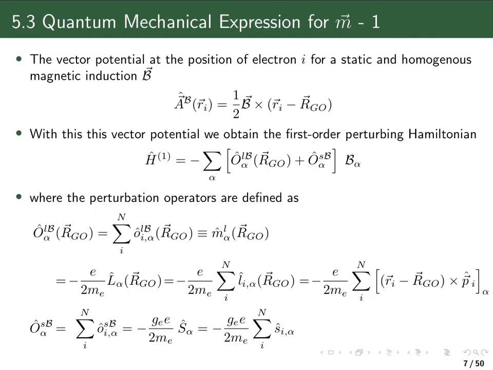And we can write this first order perturbing Hamiltonian again as the product of the field and two operators, which we call the perturbation operators, which depend only on positions, canonical momentum, and here also spin of the electrons. So let's look at this first one, which is angular momentum with the external magnetic field.